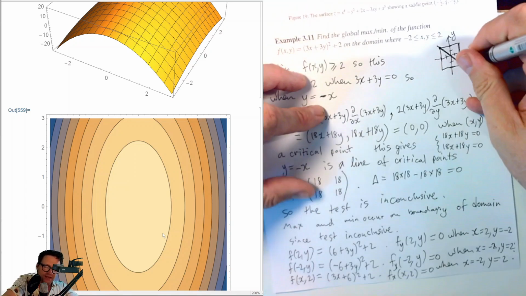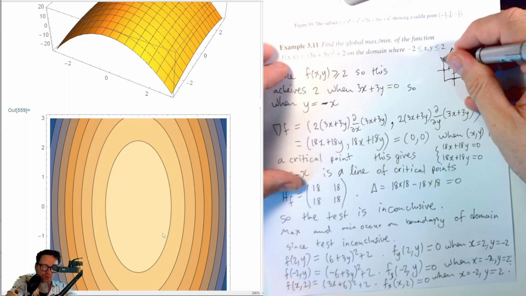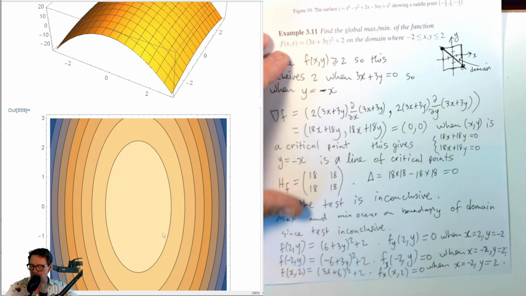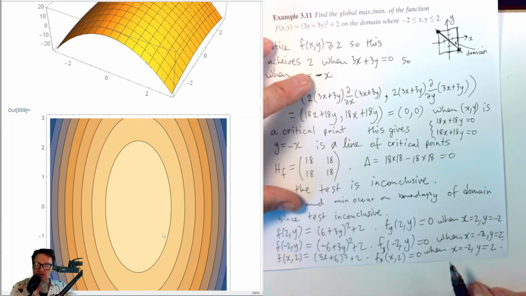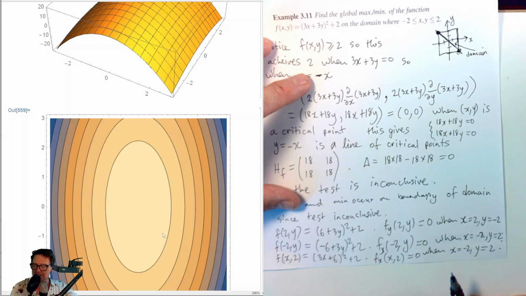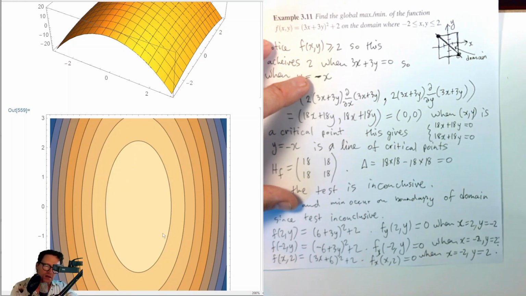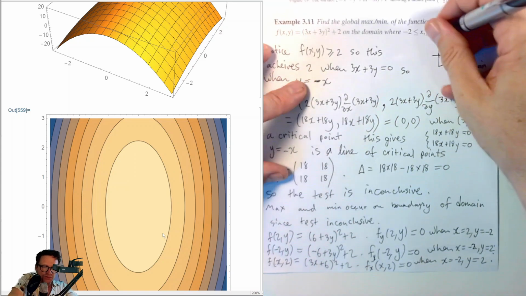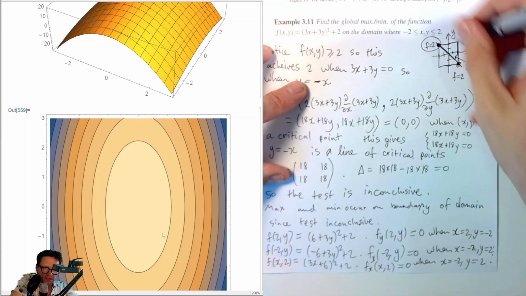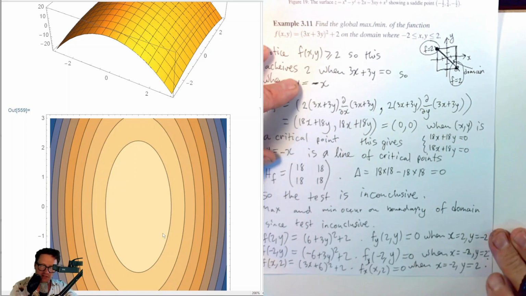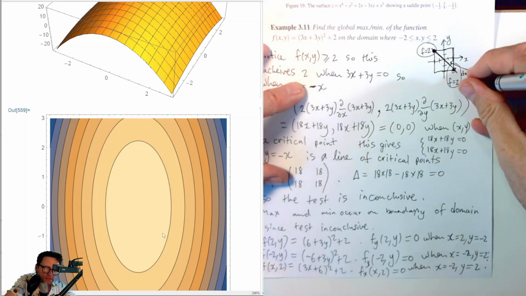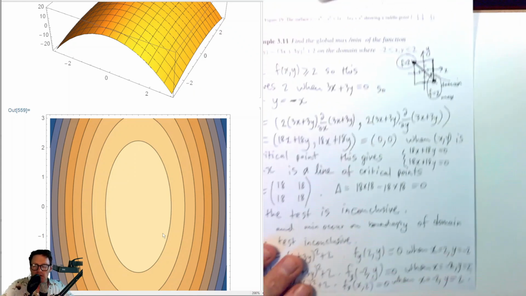All right, so what we're seeing then is that the global max and global min are at these 2 points. So when we sub those in, we will see that f of 2 comma minus 2 is equal to 2, which is equal to f of minus 2 comma 2. All right, so these are f equals 2 and f equals 2 here and here. And those are our maximum, so global max.